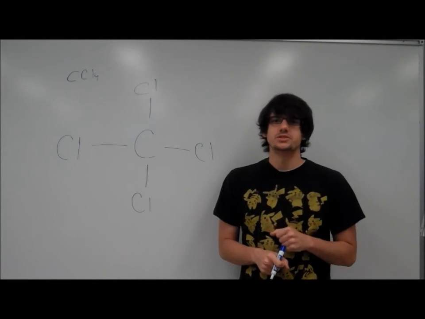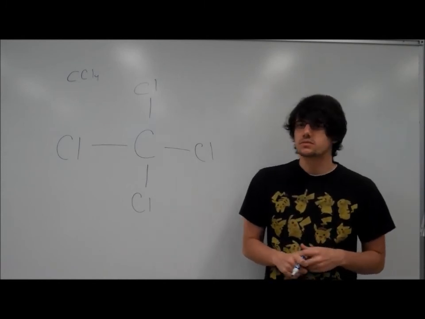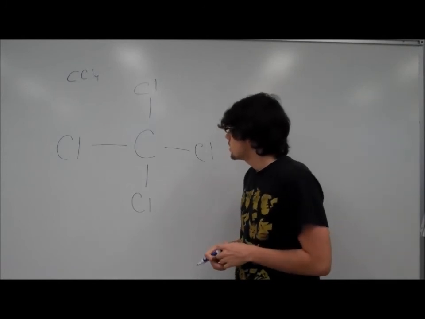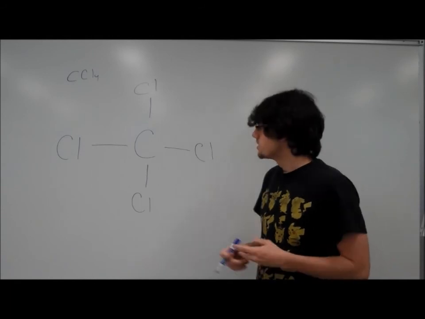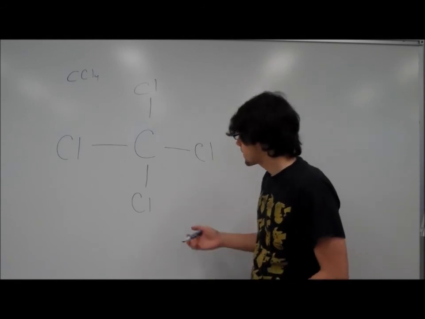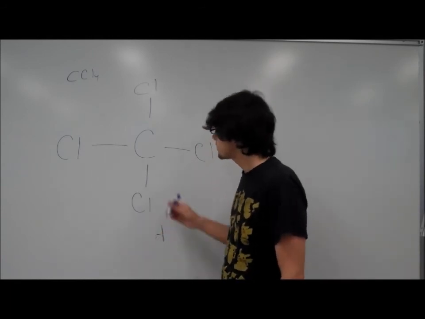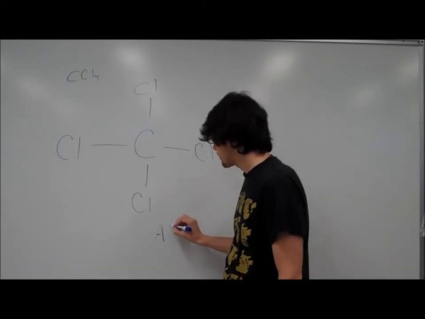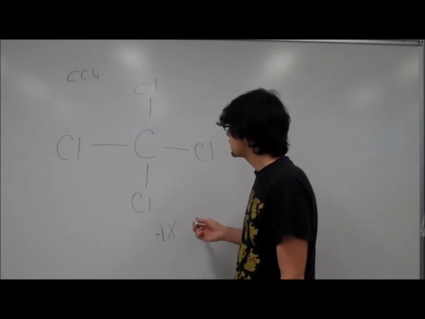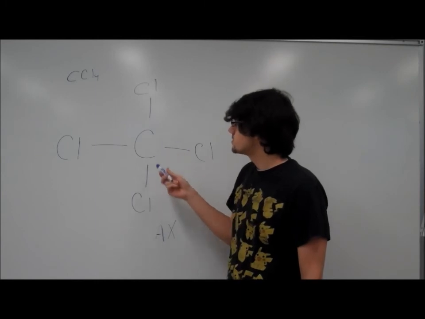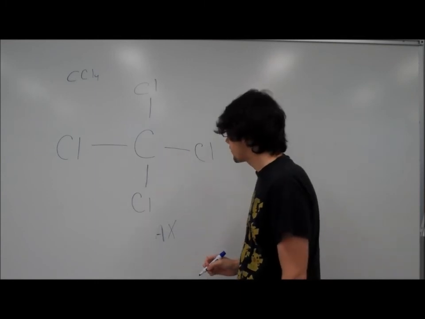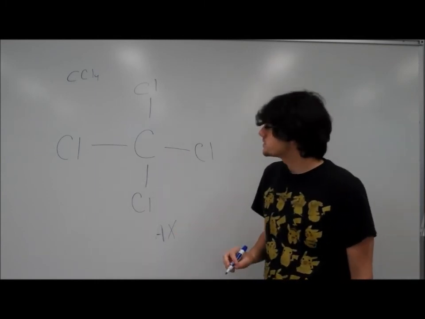We will now determine the geometry of our CCl4 Lewis structure. Using the AXE method, we can easily determine the structure. A stands for our central atom. X is the amount of atoms that are bonded to the central atom. And E is the amount of lone pairs.